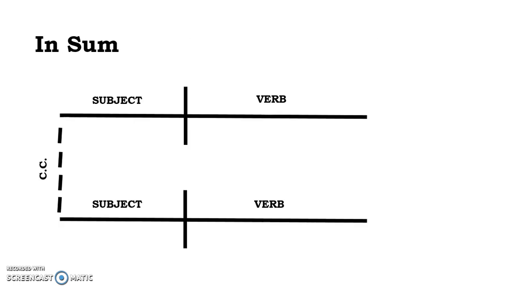To wrap it all up, that's what you'll have to do: be able to diagram compound sentences like the ones I just showed you. Just remember, it's like diagramming a simple sentence, but we have two independent clauses instead of one, and these two are connected by a coordinating conjunction on a dotted vertical line.